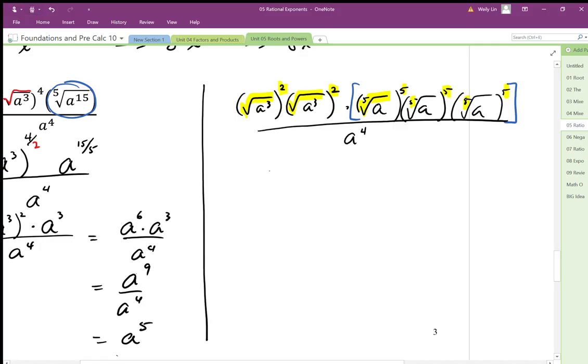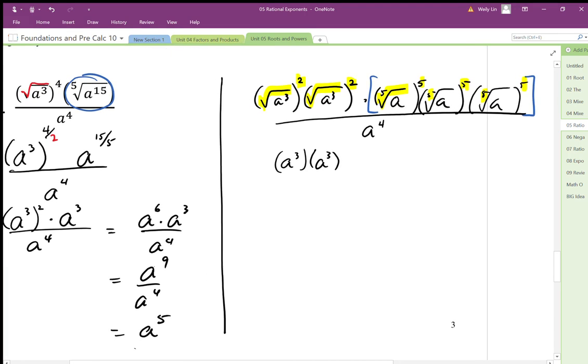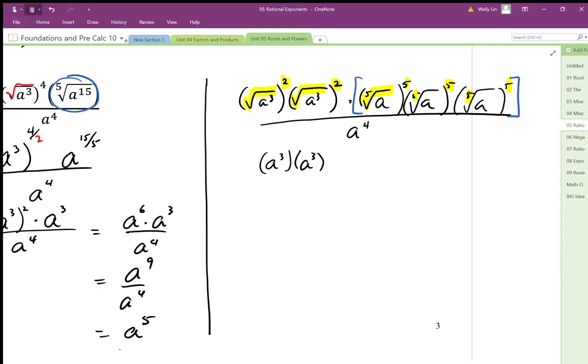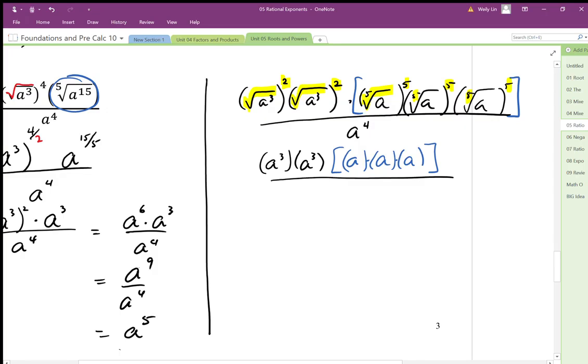I'm going to be left with a cubed times a cubed. There's my a to the power 6 that I ended up with here, times fifth power, fifth root, fifth power, fifth root, fifth power. That means I have just the a left over from that there. And finally, a to the power 4 on bottom. So if I count this all up, 6, 7, 8, 9, there's my a to the power 9 on top. A to the power 4, 4 times cancels with 4 divides. So I'm left with a to the power 5.